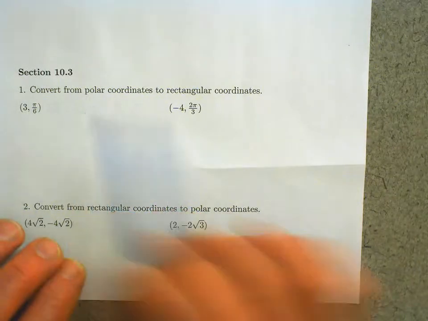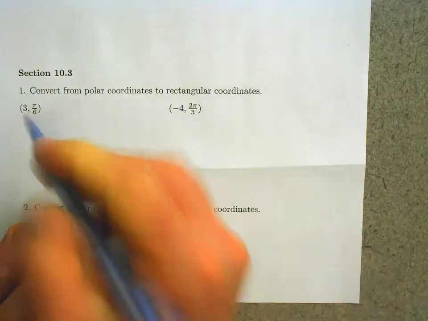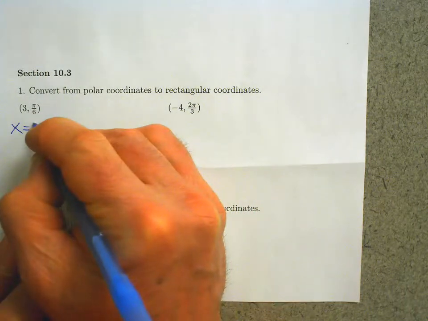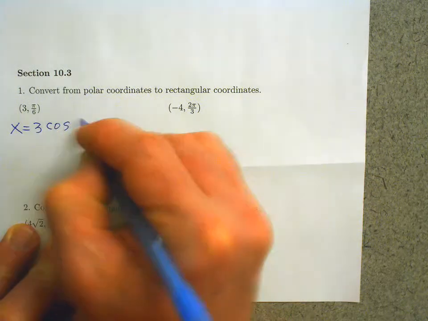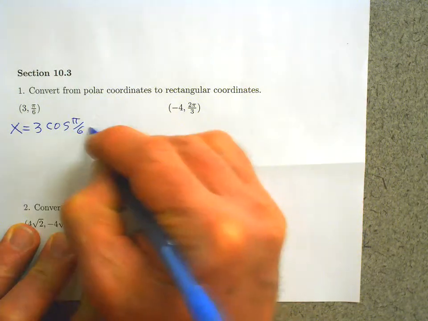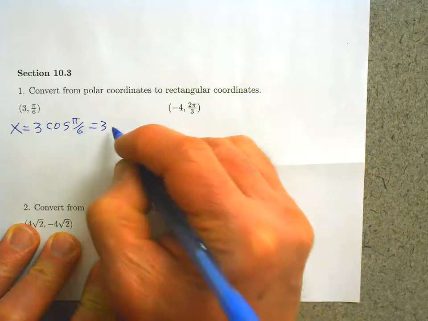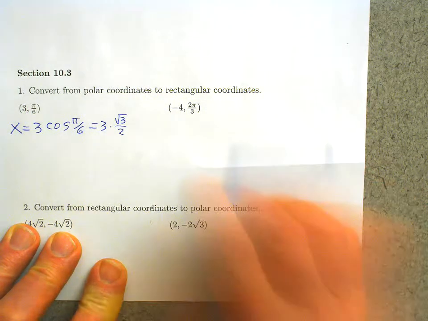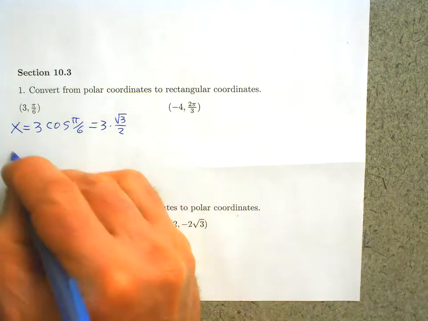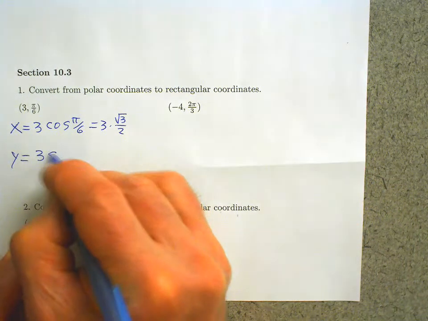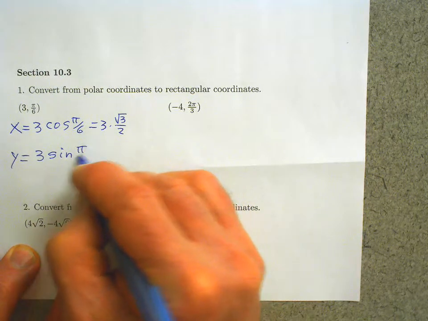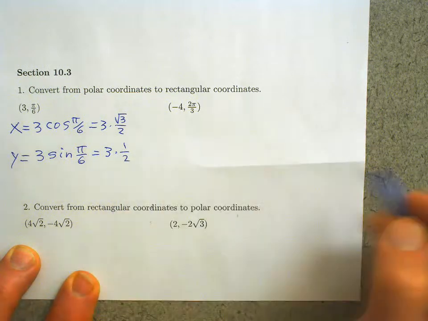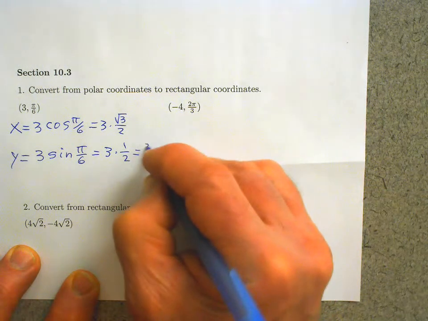Convert from polar coordinates to rectangular coordinates. Those are the easiest ones. x is 3 times cosine of pi over 6, which is 3 times the square root of 3 over 2. And the y coordinate is 3 times sine of pi over 6, which is 3 times 1/2, or 3/2.